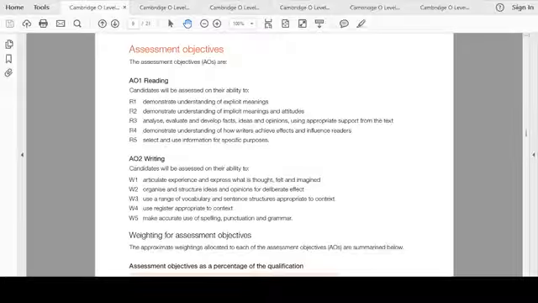R4 is demonstrate understanding of how writers achieve effects and influence readers. This is relevant to question 2 of the comprehension. They'll be asking you about why the writer used a particular word or why the writer said what he or she did in the text, the phrasing, the vocabulary, or what the text makes you feel or think about, possibly. And then finally, select and use information for specific purposes. This is throughout. Finding the correct answer for the comprehension, finding the correct content points for the summary, and the correct relevant points for directed writing.